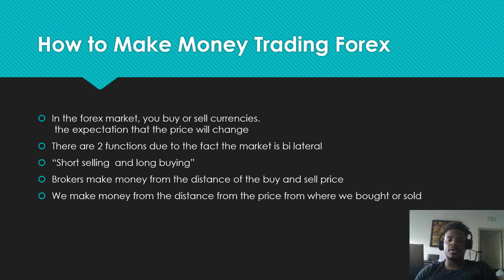side. So, two functions you can do are buying and selling, and this is due to the fact that the market is actually bilateral in nature. Most people call it short selling, because you can actually sell low and sell high, but I don't really want to get into that because it is kind of confusing. But short or selling is a term for selling, and long is a term for buying.